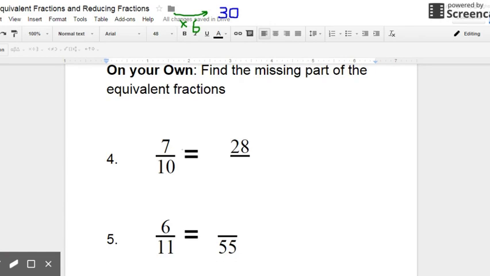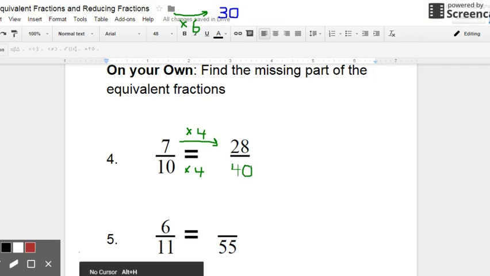All right. Now that you're back with me, let's look and see what we should have done. What is this missing piece? So the question is, how do I go from 7 to 28? Well, hopefully you multiplied by 4. That means we multiply the 10 by 4 to create the missing piece, which is 40.